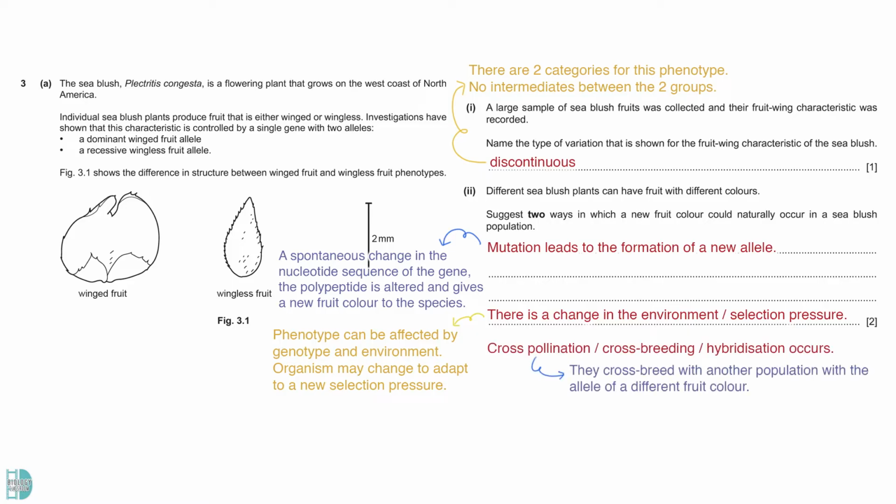Cross-pollination may have occurred. This population may crossbreed with another population with a different fruit color. The hybrid they produce will show the new fruit color not originally found in the population. It is also possible that the new allele introduced to the population is co-dominant with the existing allele. So, a new phenotype is shown by the offspring that are heterozygous.